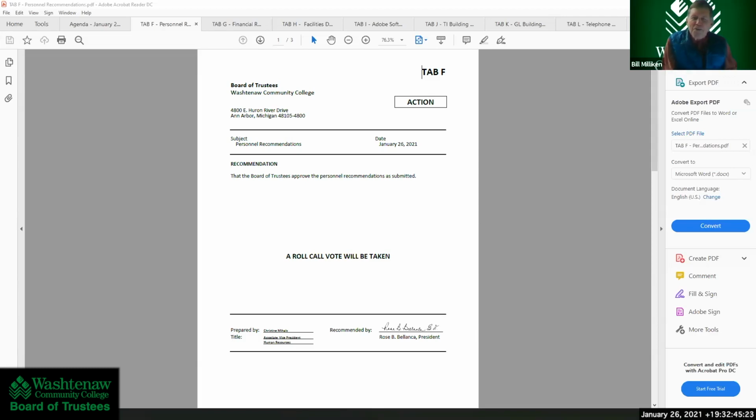Now, back to the motion in front of us. The Board of Trustees approve the personnel recommendations as submitted. So moved. Vanessa, please call the roll. Chair Milliken, yes. Vice Chair Davis, yes. Treasurer DeVarty, yes. Secretary Hatcher, yes. Trustee Fleming, yes. Trustee Landau, yes. Trustee McKnight Morton, yes.